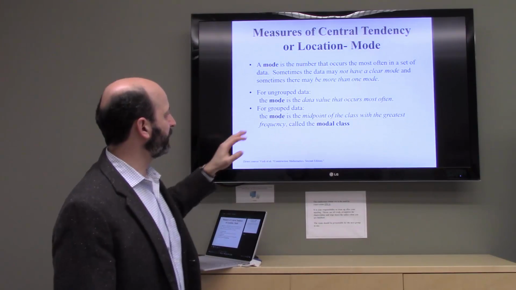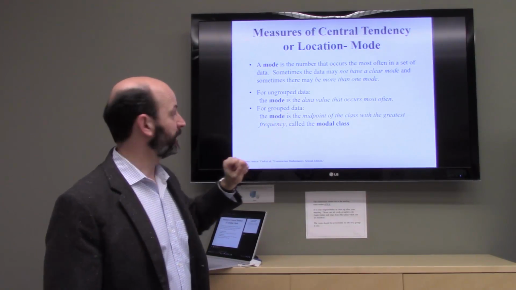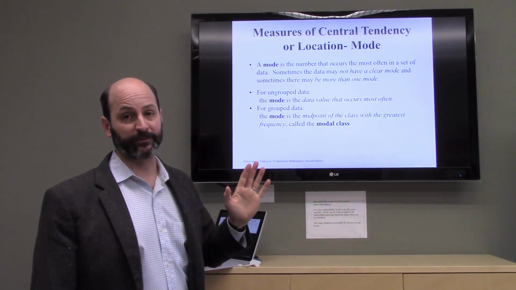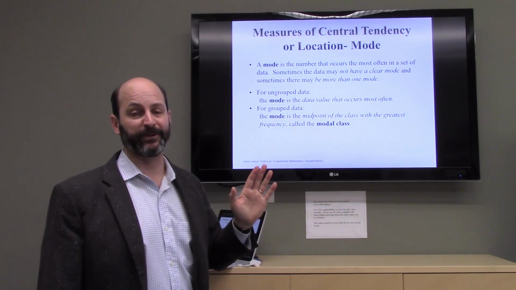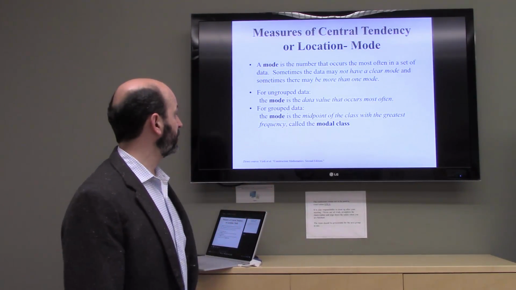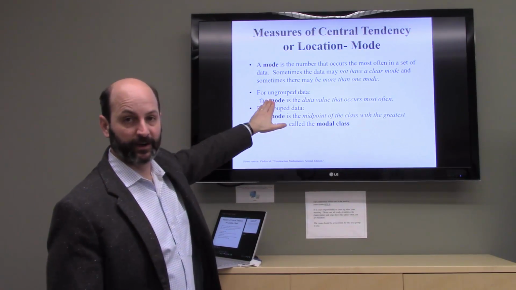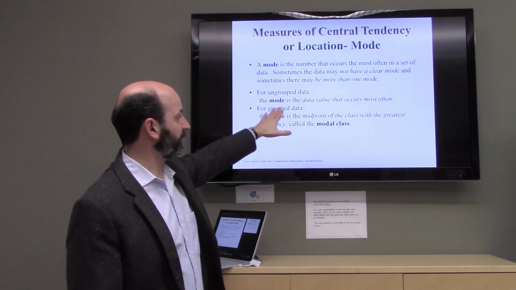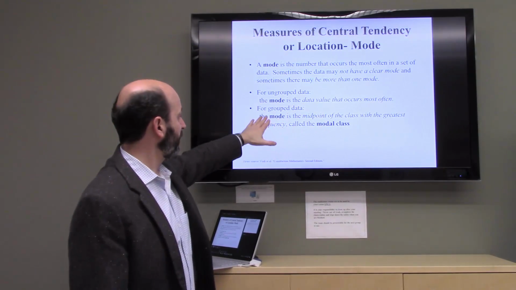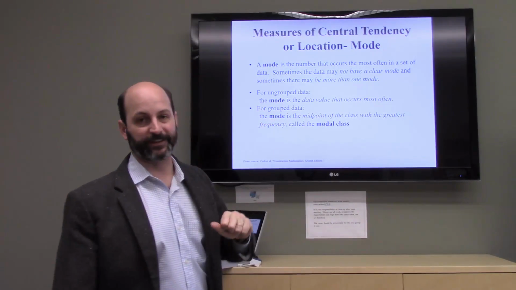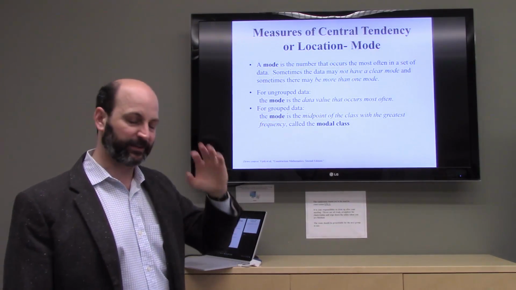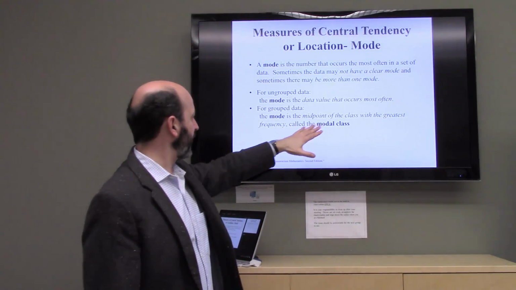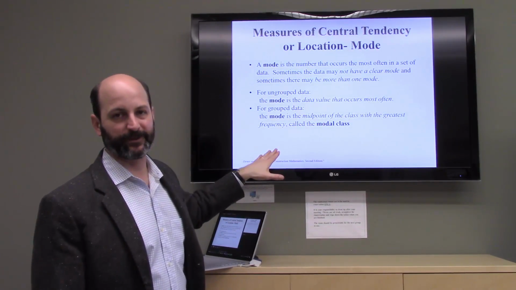Okay? Sometimes data might not have a clear mode, and sometimes there might be more than one. Sometimes we have more than one value that appears within the data set. Okay? We're going to talk about ungrouped and grouped data again. In ungrouped data, it's the value that occurs the most often. In grouped data, it's the midpoint of the class, right? We talked about classes and intervals. It's the class with the greatest frequency, right?